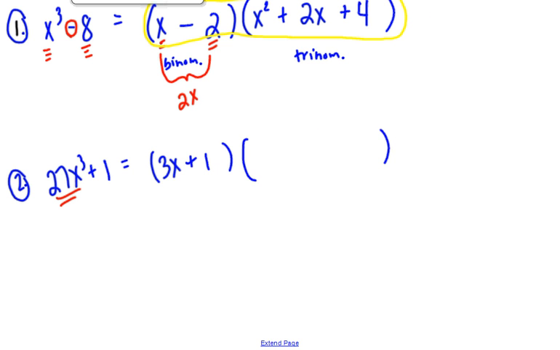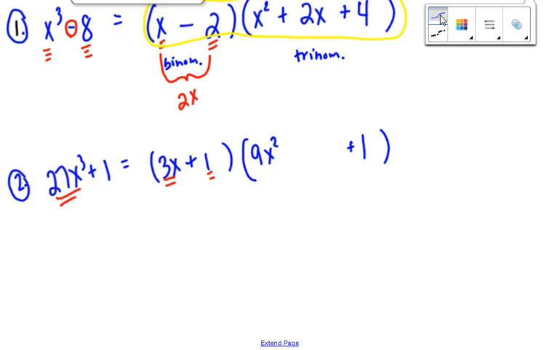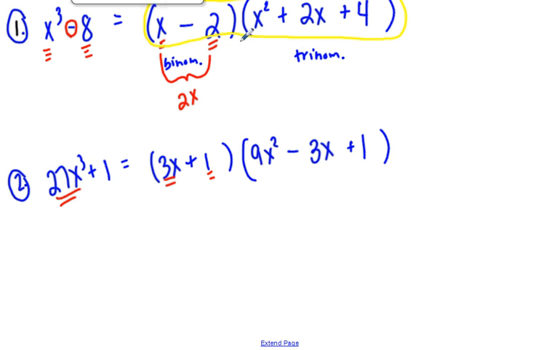And now for my trinomial. 3x to the second power will give me 9x squared. And 1 to the second power gives me 1, with a plus sign in front. For my middle term, I'm going to multiply 3x times 1, which is 3x, and change the sign to subtraction. And my final answer is 3x plus 1 times 9x squared minus 3x plus 1.